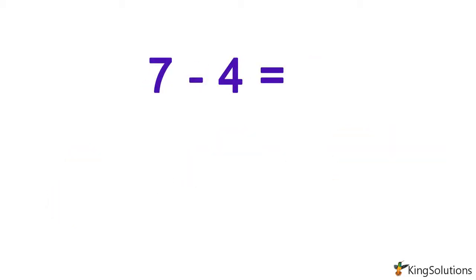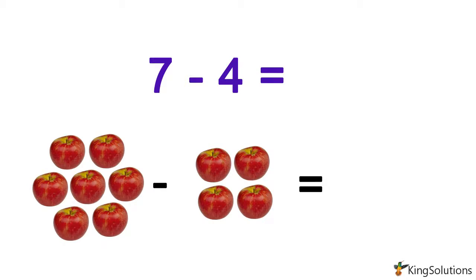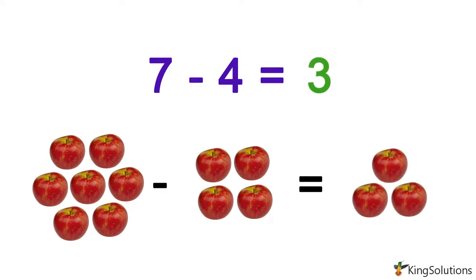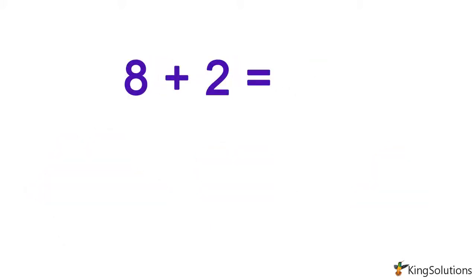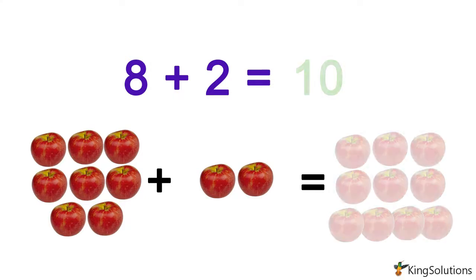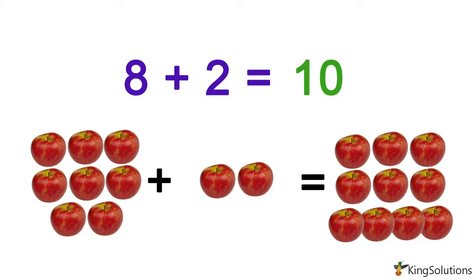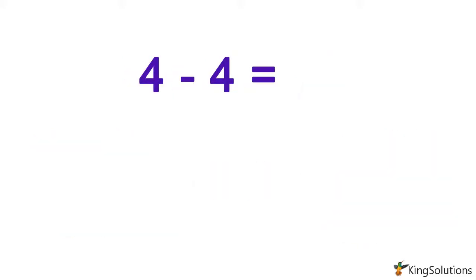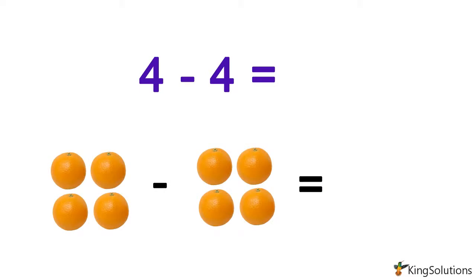7 minus 4 equals 3. 8 plus 2 equals 10. 4 minus 4 equals 0.